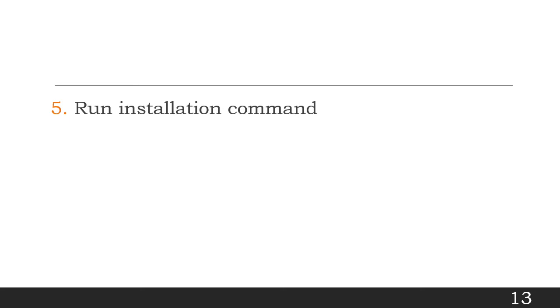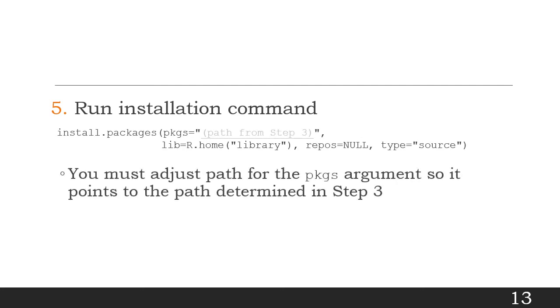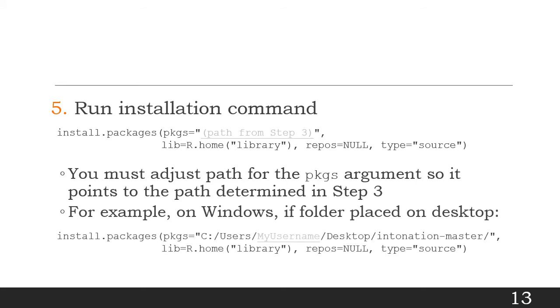Once R is open, you need to run the installation command. Here is what that would look like in a generic form. Now note that you have to adjust the path for the packages argument, so it points to the path you determined a few steps ago in step 3. So for example, on Windows, if you put your folder on the desktop, then it would look like this, and you just have to stick in your username.